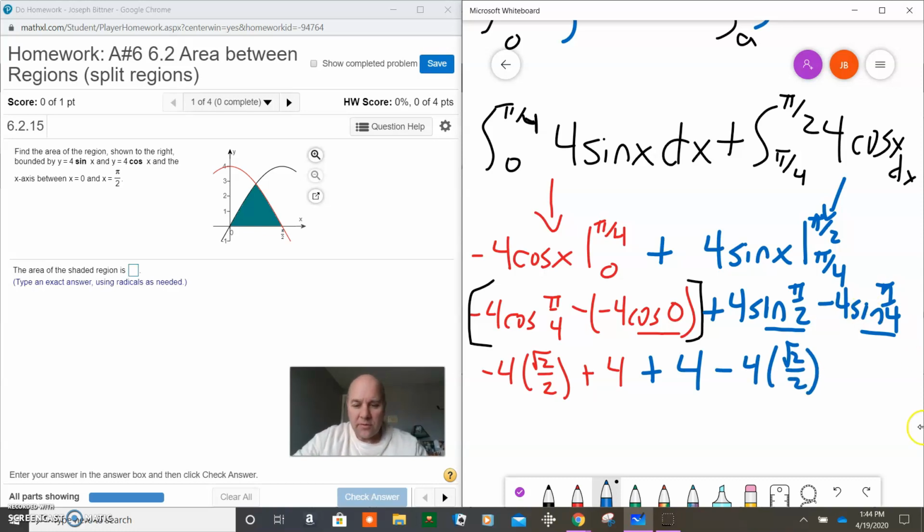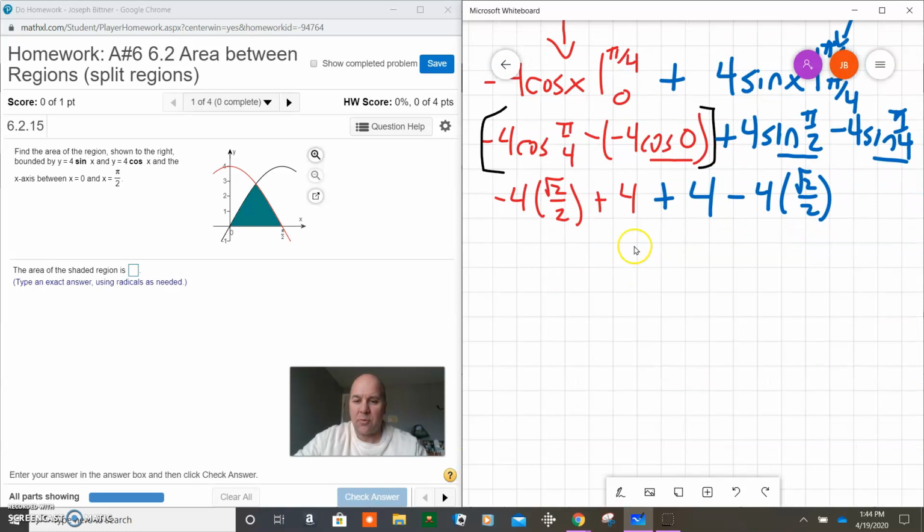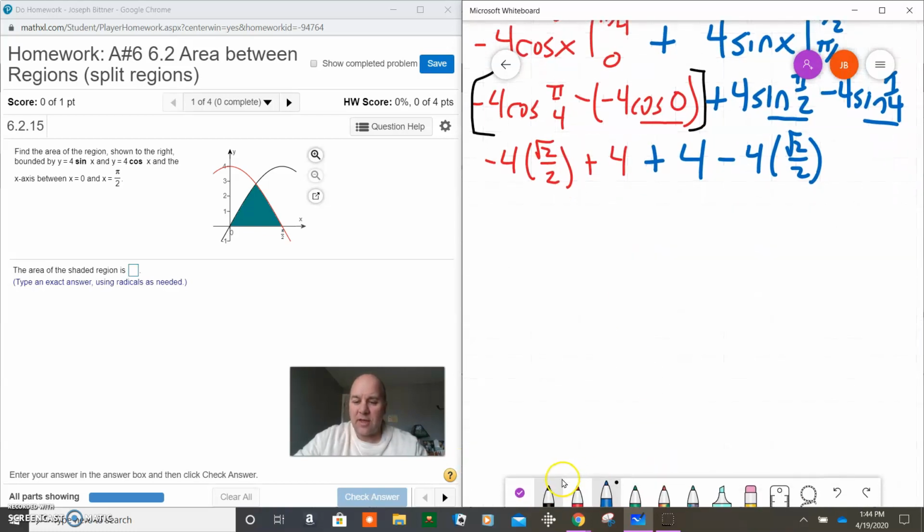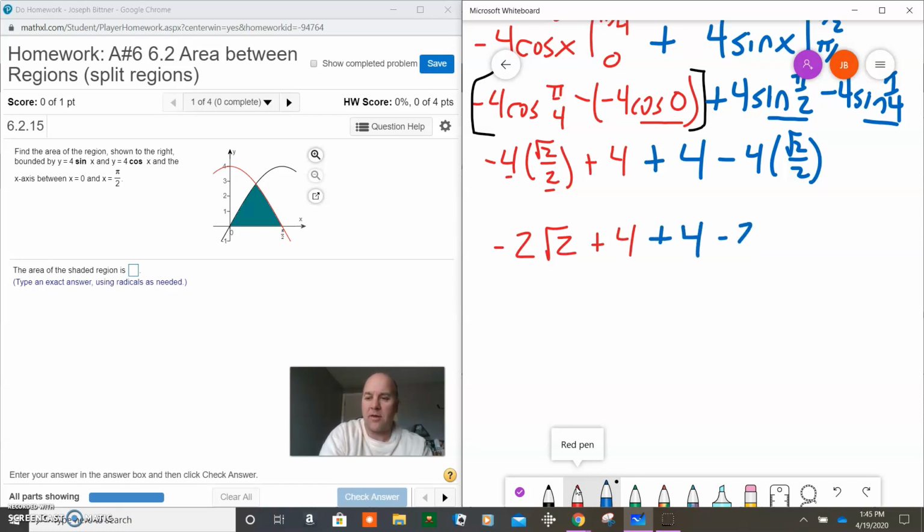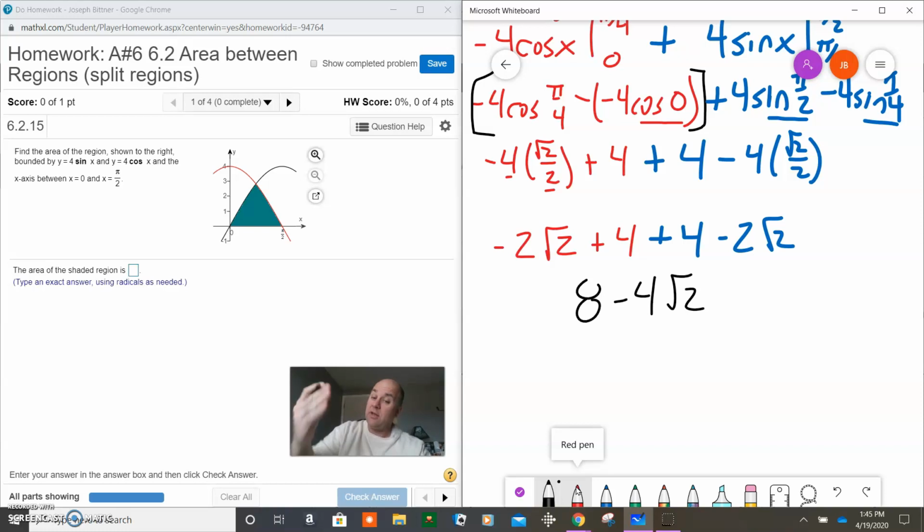If you notice here with the fractions, we can take 4 divided by 2, in this case negative 2 square root of 2 plus 4, and then the other half is 4 minus square root of 2 over 2. And combine my like terms, combine everything together, I get 8 minus 4 square root of 2. And it is the correct answer. I have gone through and verified everything.